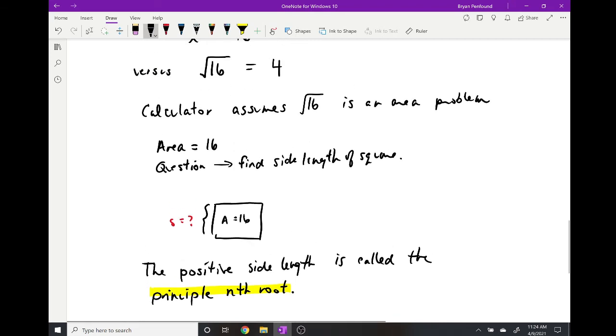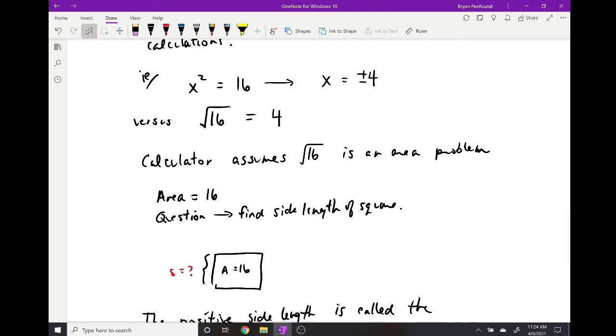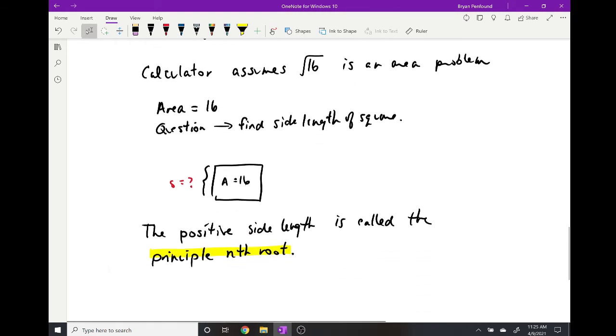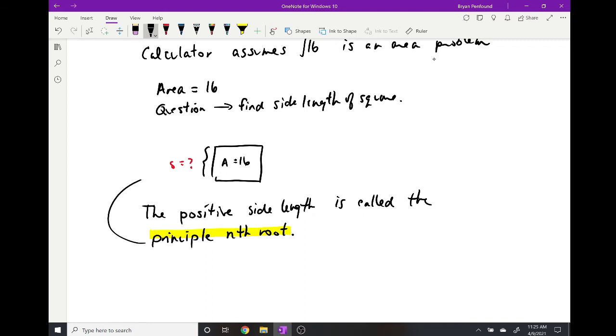I just want you to be mindful that yes, there are technically two square roots of the number 16, both positive and negative 4. But typically when we're solving or simplifying square roots like this, we take the positive one, because we're assuming that 16 represents some kind of area, and we're trying to find the side length of the square of that area. That's called the principal nth root. So the positive side length is our principal root. That's usually what's returned back to us.